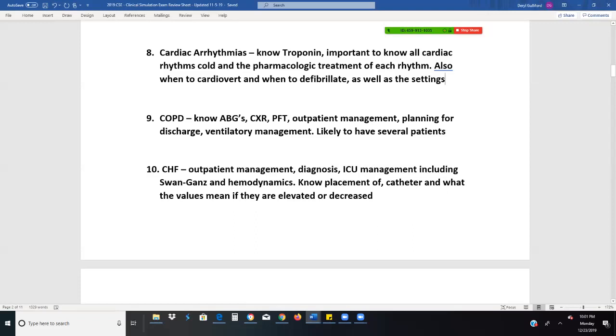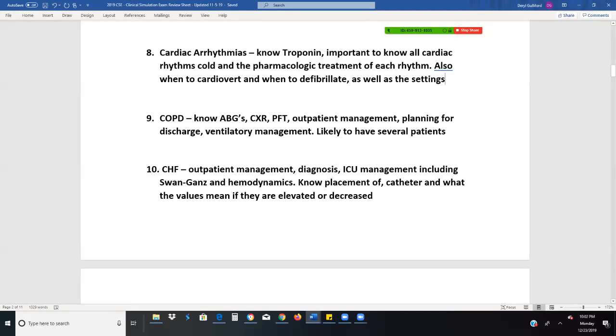COPD, know the ABGs to recognize it. That's going to be a high CO2 and a high bicarb to compensate. The chest x-ray, of course, long black lungs, hyper-resonant percussion, hyperlucency on the x-ray. PFT is going to show obstruction and also air trapping. Review your outpatient management, discharge planning, ventilatory management. You could very well have several COPD patients.